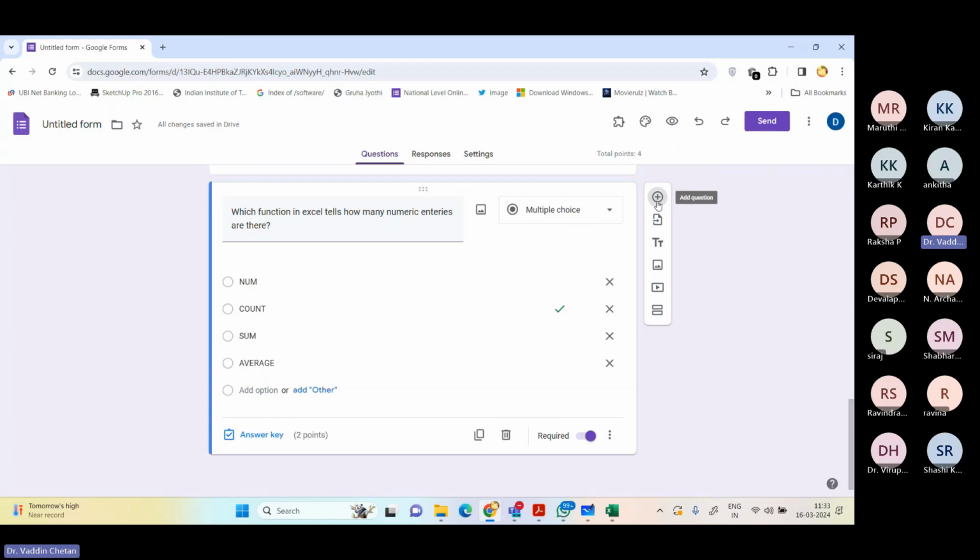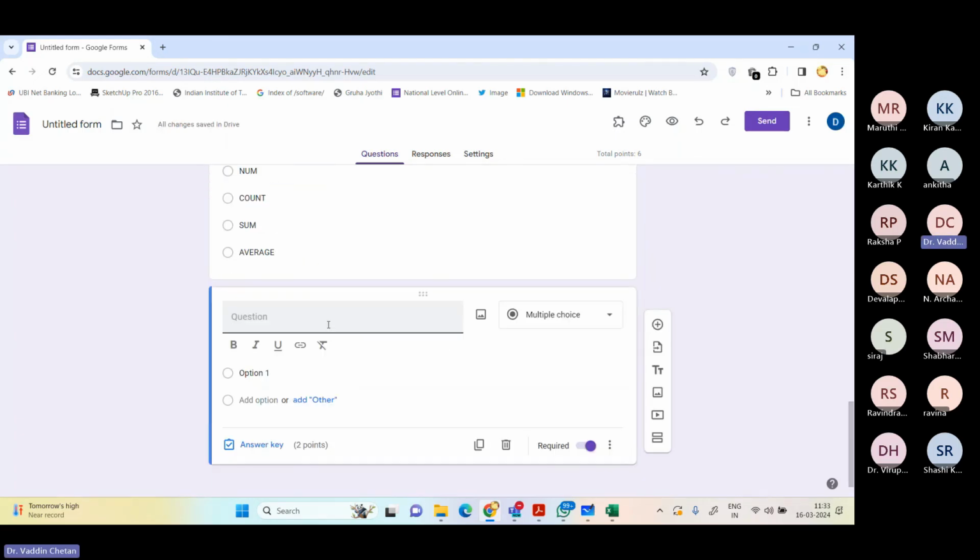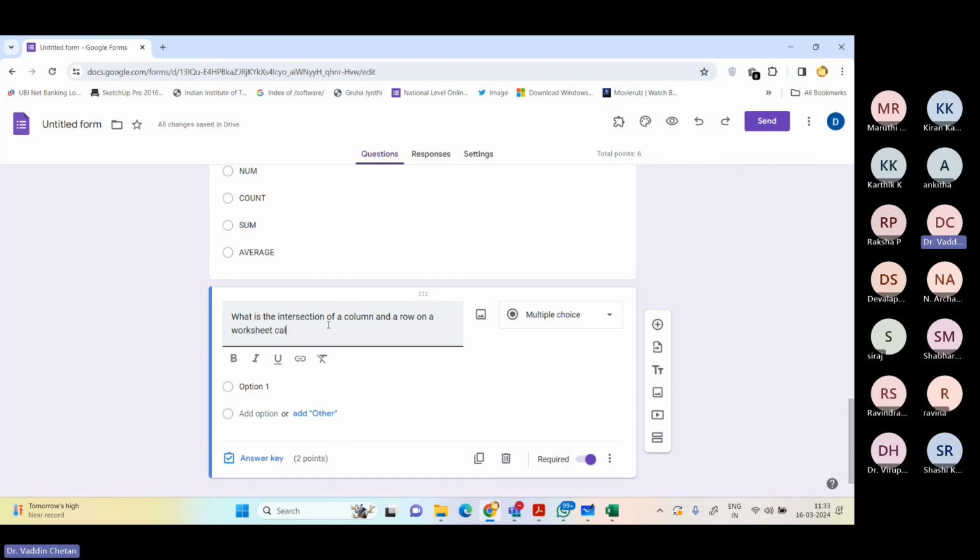Now, let me go with the third question. My third question is, what is the intersection of a column and a row on a worksheet called?